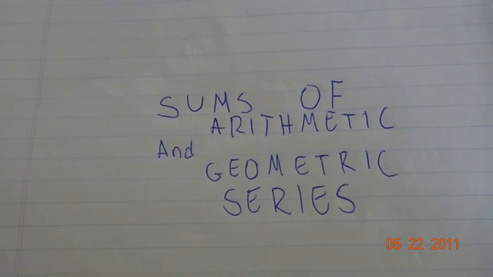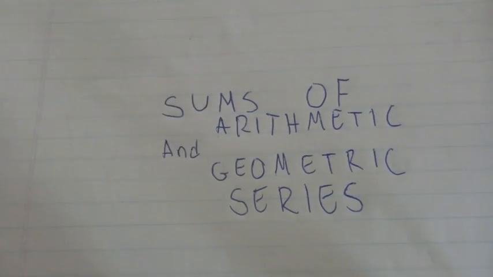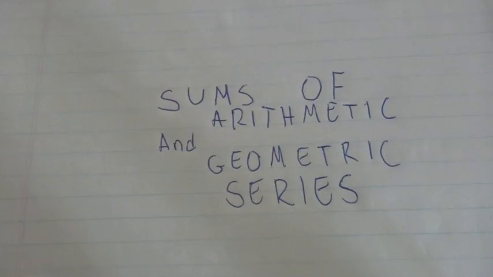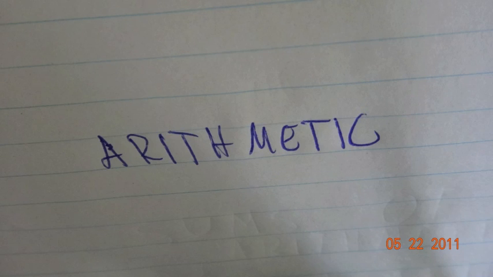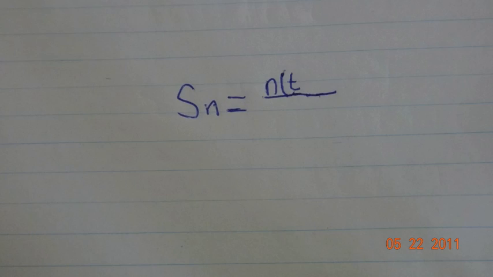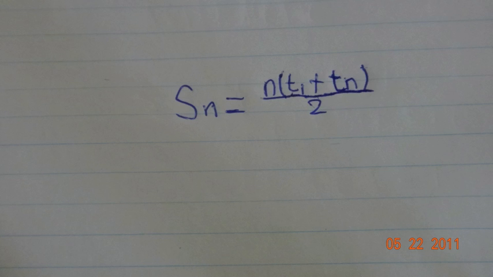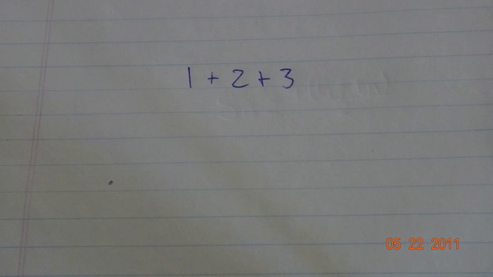Writing a series in a different way is one thing, but to actually add it together is another. Now it's time for sums of arithmetic and geometric series. So let's begin adding arithmetic series first. To do this, we use the formula Sn equals n times the quantity t1 plus tn, over 2. And with this formula, we no longer have to write 1 plus 2 plus 3 plus 4 plus.